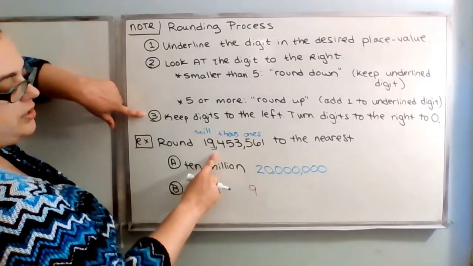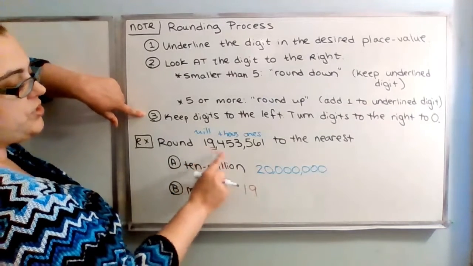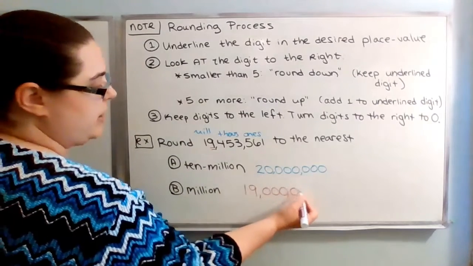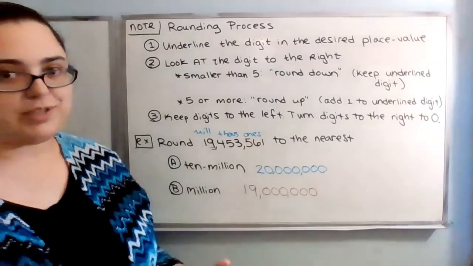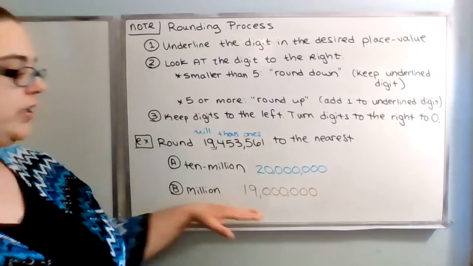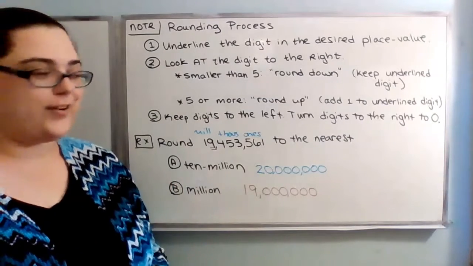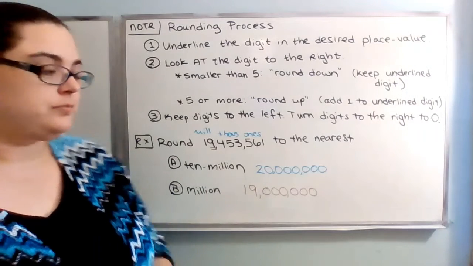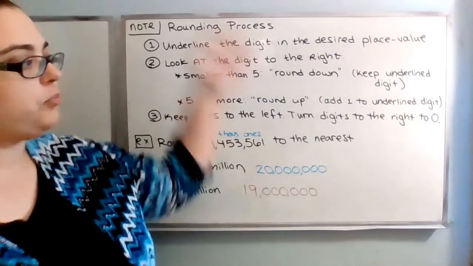Then I'm going to keep digits to the left. So this time we have a 1 here, so I'm going to keep a 1 here. And then turn digits to the right into zeros. So the 4, 5, 3, 5, 6, 1 each become zeros. So 19,453,561, when I round that to the nearest million, is going to turn into 19 million. And this was because 19,453,561 is closer to 19 million than it is to 20 million. All right, so that's our example for the rounding process.